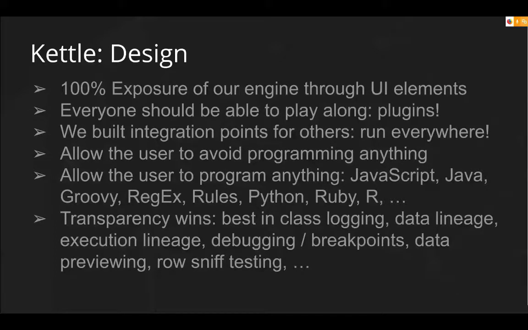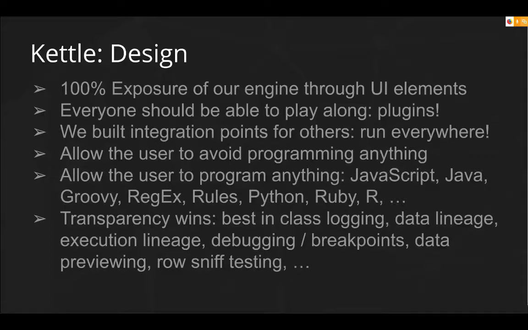And we have plugins for just about everything. Everything in Kettle is built around the idea that if there's a piece missing in the stack, and there always is something missing because every company is different, you should be able to write something yourself and join in on the fun. So we also built integration points for others to be able to run transformations and jobs in your own code. And the general idea is to allow our users to avoid programming anything because of the long-term cost of doing that. But since that is an impossible task, we allow the users to program in anything. So any kind of scripting language is fine, even Java. There's a lot of scripting languages. And we also believe that transparency wins in the end.